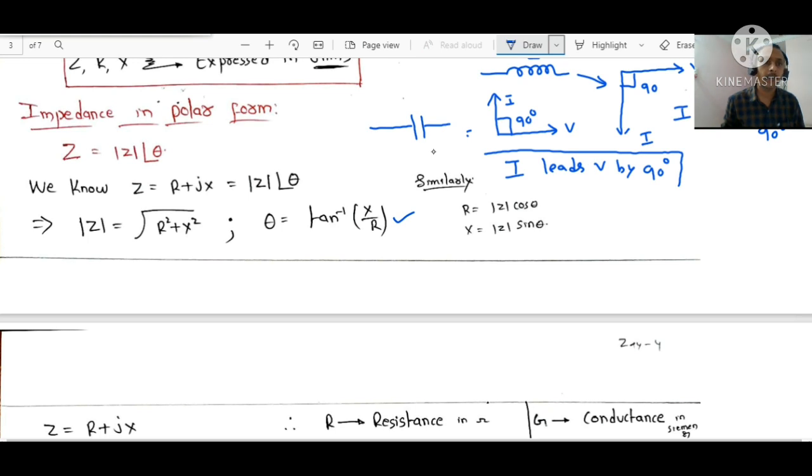If we want the real part, just like the polar to rectangular form conversion we have seen in the previous discussion, R will be mod Z times cos theta and X will be mod Z times sin theta. What I want to say is, if somebody asks you the impedance magnitude, it is mod Z equal to root over R square plus X square.